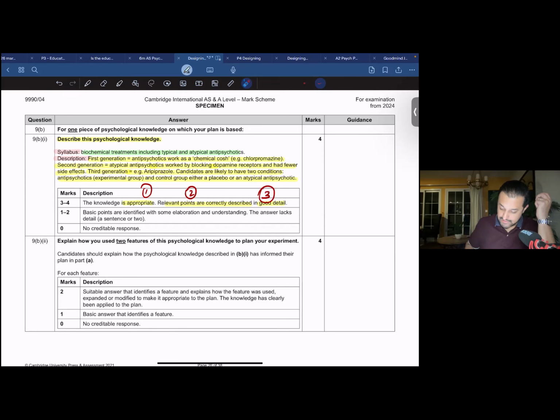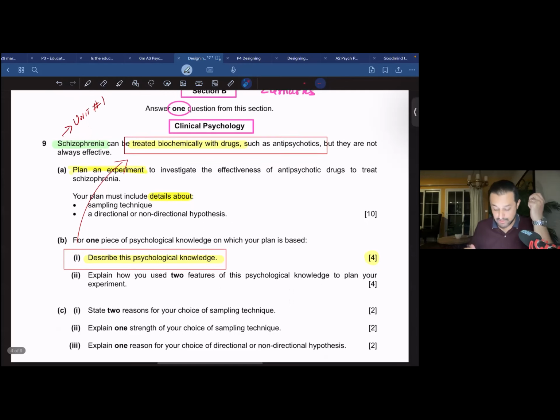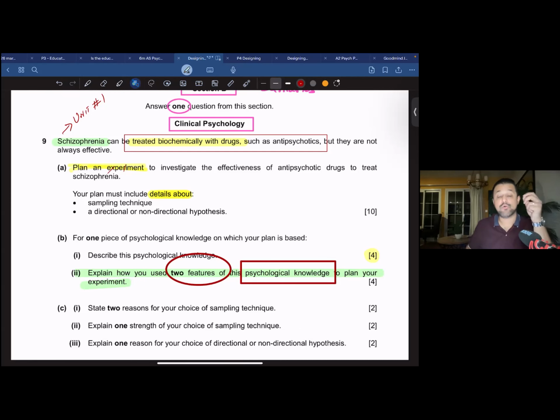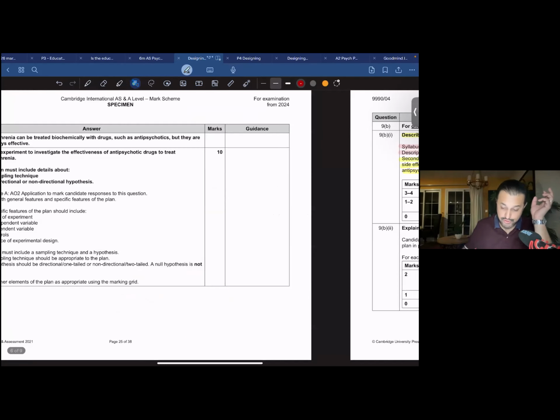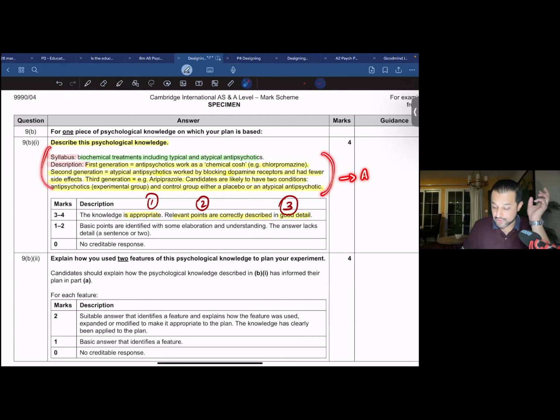Now, moving on towards the next question, I'll show you the question from the question paper first, and then we'd come back to the marking scheme too. What does this question say? Explain how you used 2 features of the psychological knowledge to plan your experiment. Now, 2 features from the psychological knowledge you provided. This was the psychological knowledge you were expected to provide, right? Any two features that you pick up from here, you need to explain them.